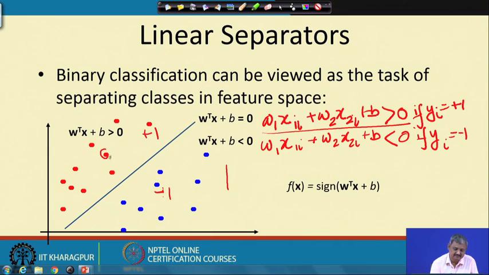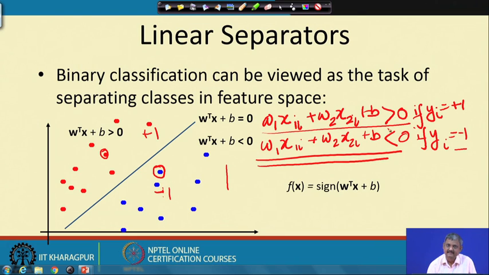So, if I pick any of these red points and plug the x1, x2 values into this with W and B, I should get a positive value, since it lies on the positive side. Similarly, if I pick a blue point which has y equal to minus 1, it should give a negative value. So, what I want to say is that the sign of this quantity, positive or negative, should match with the class label. If I call that f(x), the sign of this should match with the class label.